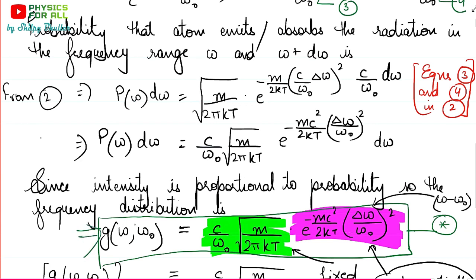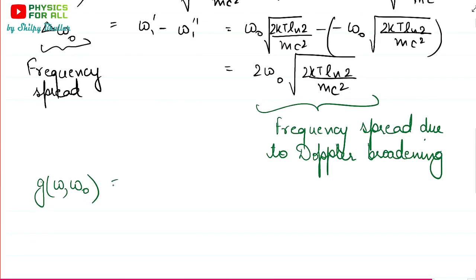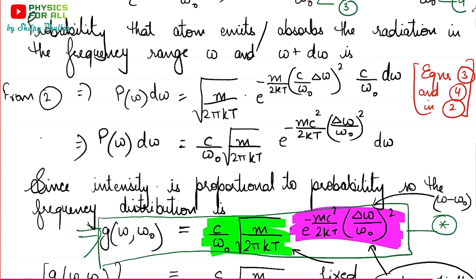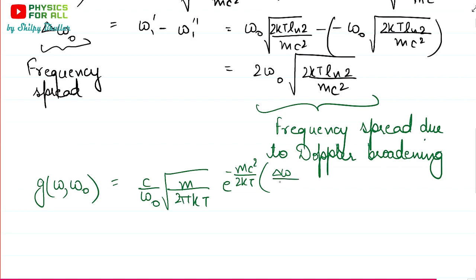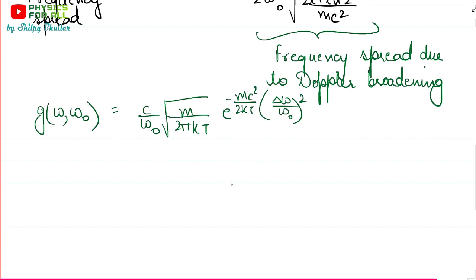This was the expression, so let's write it down. g omega omega naught is equal to C upon omega naught under root m upon 2 pi kT, and then we have the exponent term, giving us e raised to minus mc square upon 2kT, delta omega upon omega naught whole square. So this is the value of g omega omega naught. Now we have to substitute for delta omega.